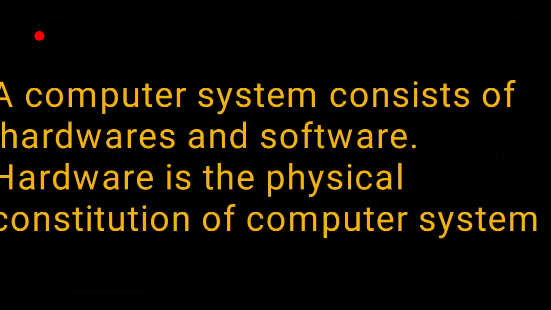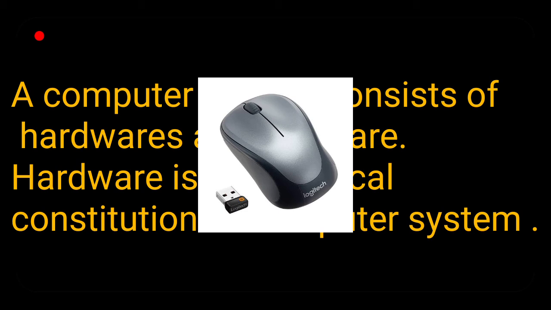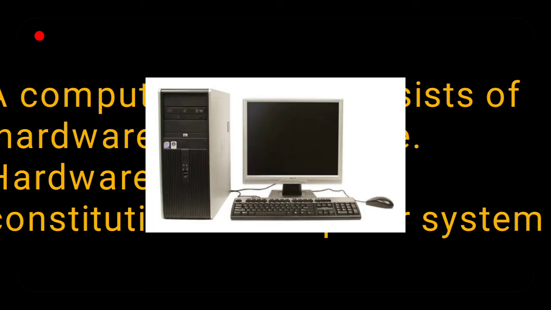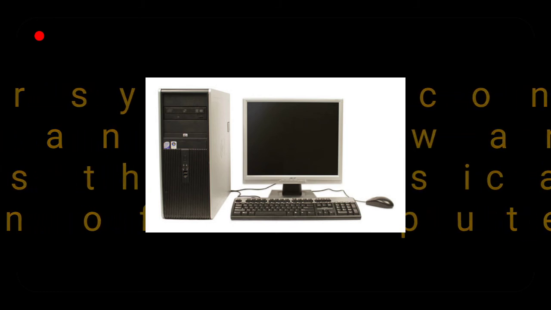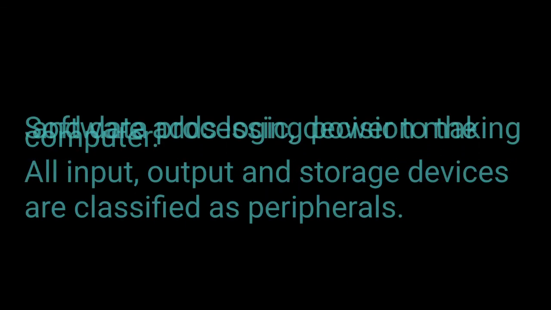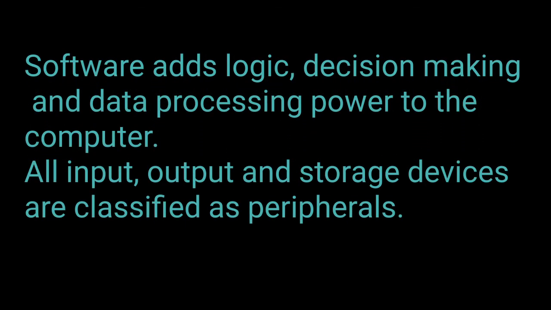Computing peripherals. A computer system consists of hardware and software. As I told you in the first video, hardware is the physical constitution of a computer system, like mouse, keyboard, speaker, monitor. Software adds logic, decision making and data processing power to the computer. For example, we can take internet browser, VLC media player. These are software. We play games on software. But when hardware and software work together, it makes a computer.